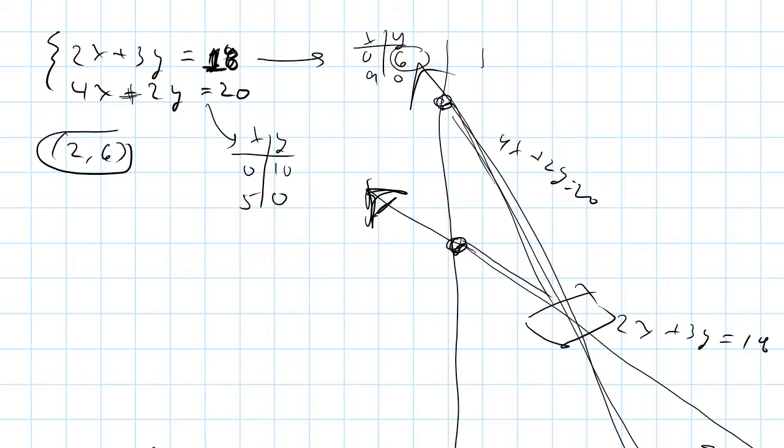This must be a problem. When I put 2, 6, that doesn't make this equal to 18. So that's really problematic. I think I meant the answer to be 6, 2. 6, 2 does make this 18, but 6, 2 doesn't make this 20 anymore.